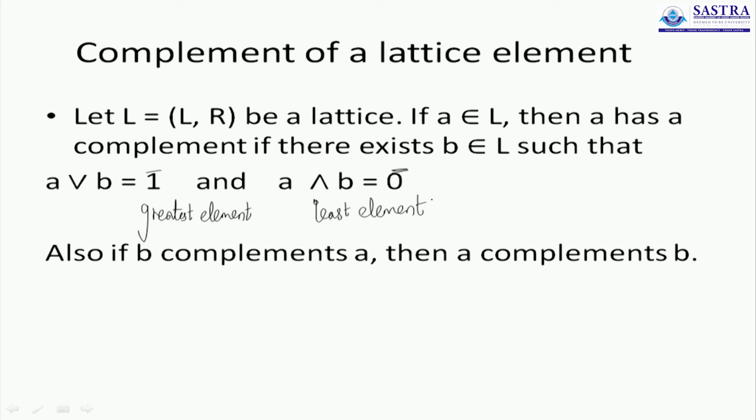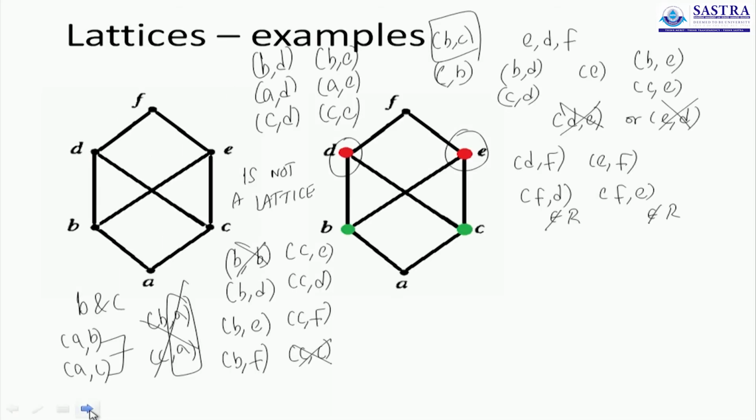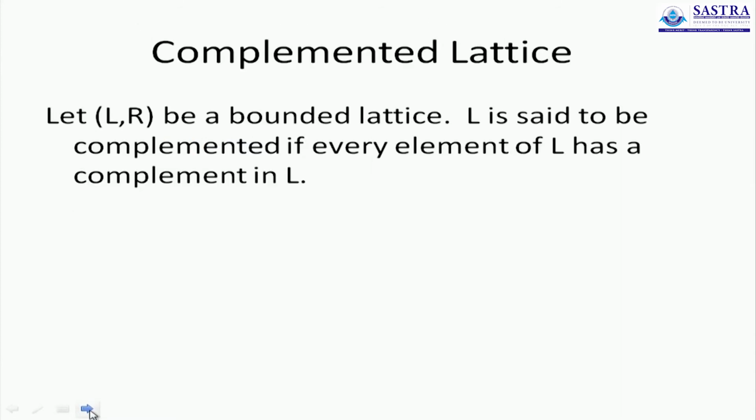So the least upper bound should be the greatest element, the greatest lower bound should be the least element. If your lattice is defined in such a way that there is a complement for any two elements, that lattice is what you call a complemented lattice. And that's the definition we have here.